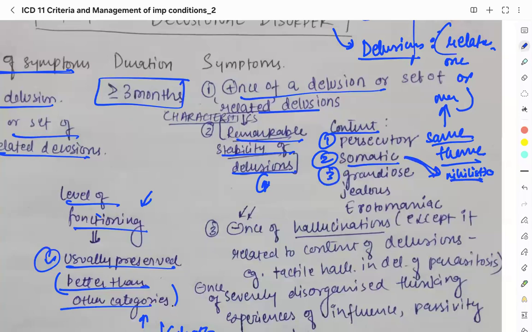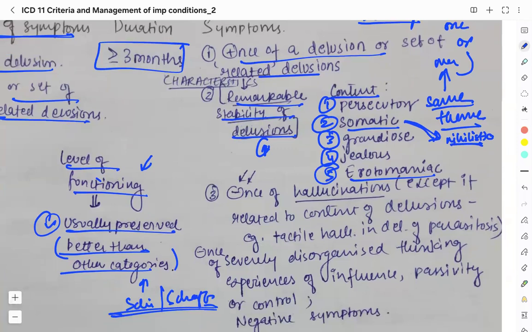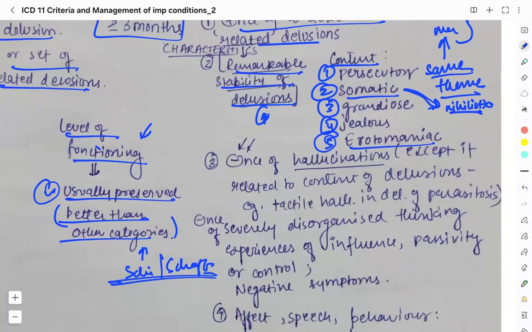And then we have grandiose delusions, we have jealous delusions, and we have erotomania. What do you mean by erotomania? Anyone? You think someone is in love with you? Yeah, so it's not just someone, it is someone of higher status, usually, and it mostly affects females. It could be a celebrity, it could be a political leader, whatever.